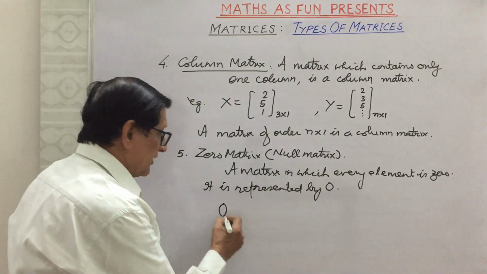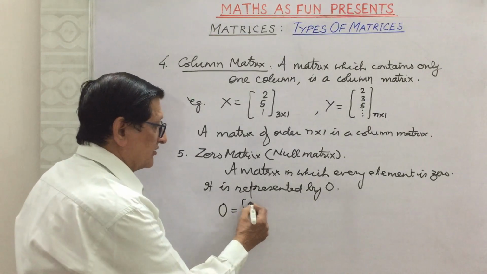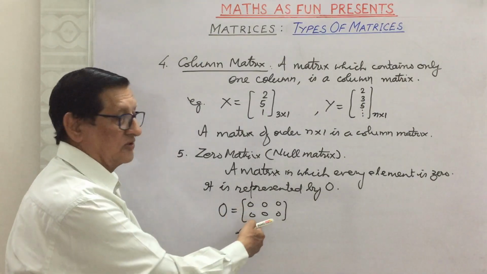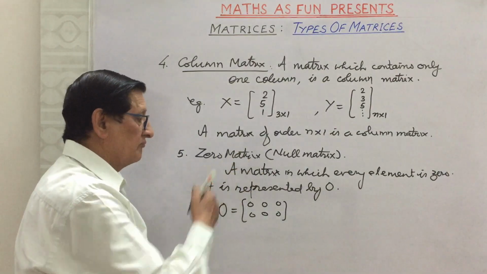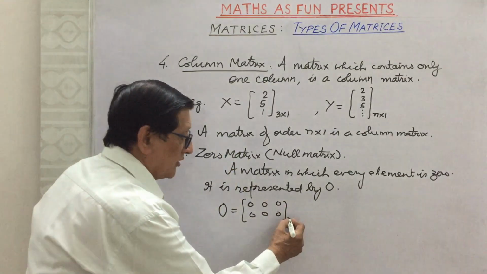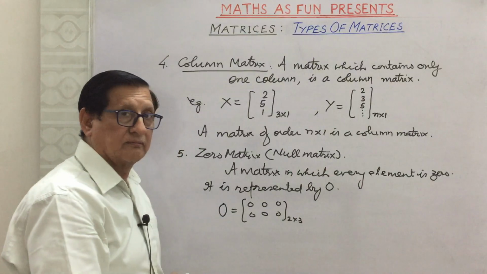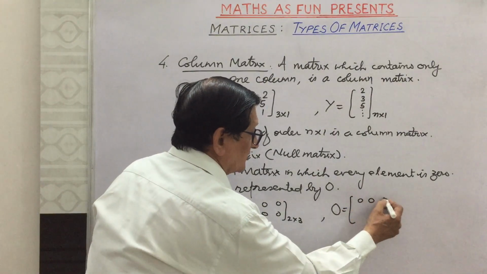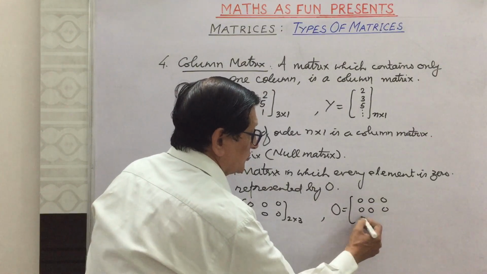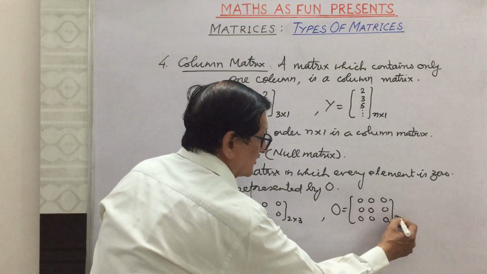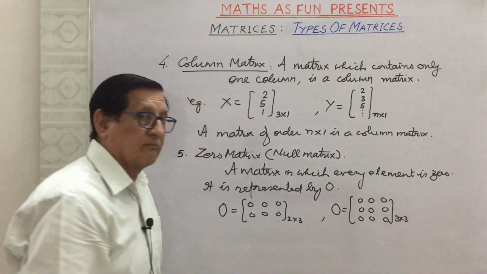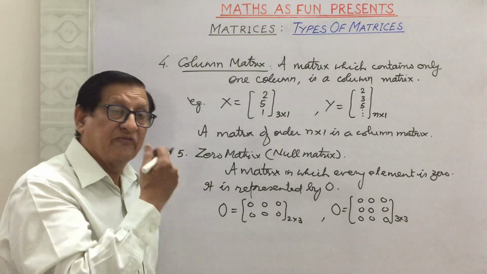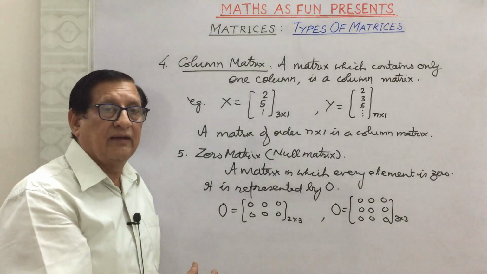Suppose there is one matrix O and we find here 0, 0, 0, 0, 0, 0. Every element is 0. So it is a null matrix or zero matrix of order 2 into 3. May have another one also. Suppose it is 0, 0, 0, 0, 0, 0, 0, 0, 0. This order is 3 into 3. So whatever the order of the matrix may be, but if every element is 0, we call it a zero matrix or null matrix.